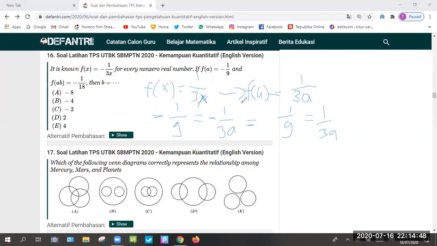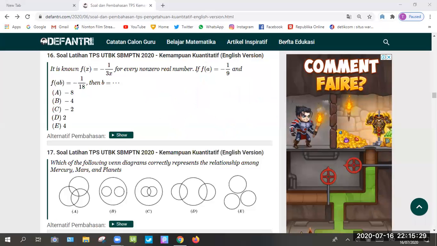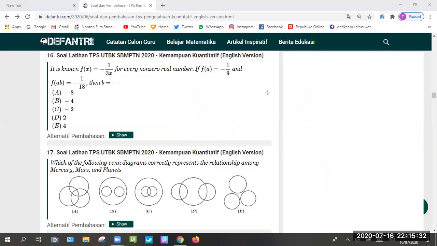So I'm gonna simplify the 3a, I'm gonna divide it by 3. I'm sorry. We're also gonna divide the 9 by 3, so it means that 1 per 3 are the same with 1 per a. So the a is 3, of course. Okay, we already found that the a is 3. And we're gonna move on to the next step.